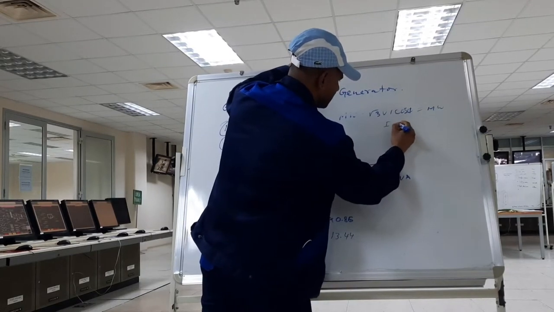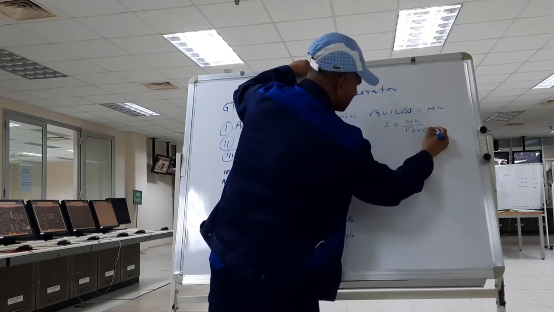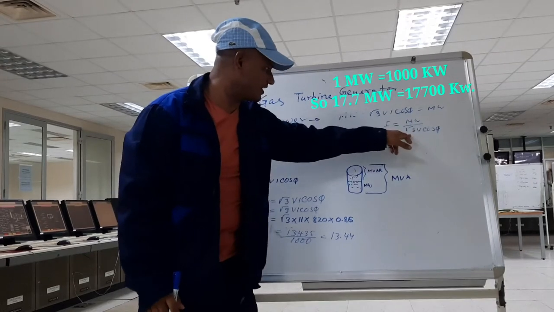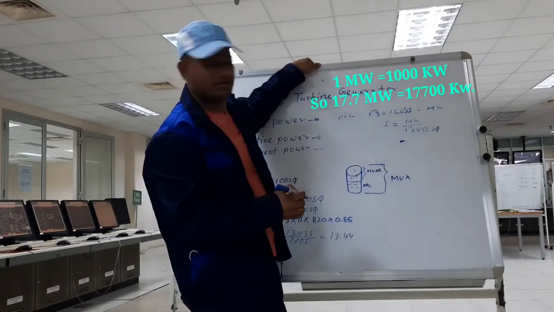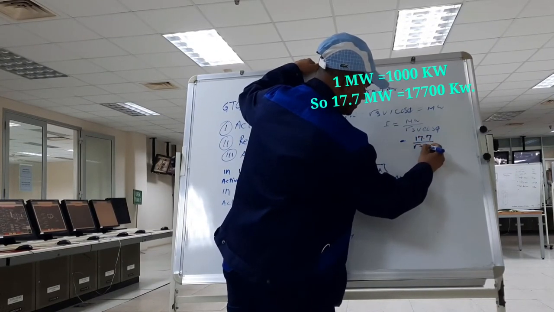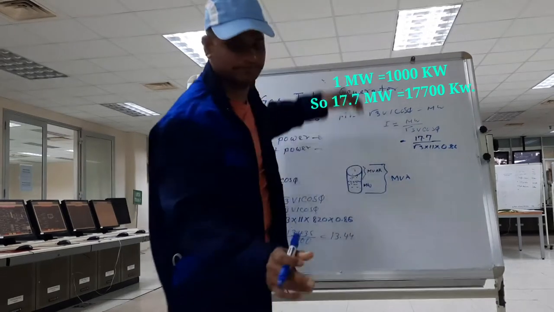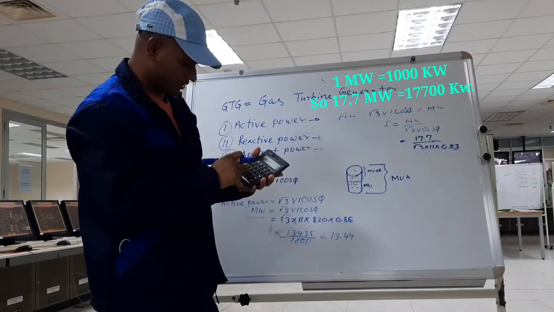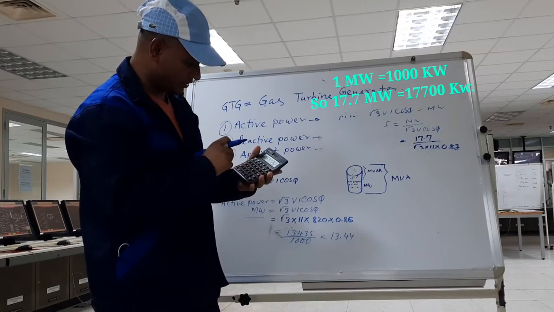So if I want the current, the megawatt goes on the top side, and root 3 V cos psi below. Sorry, if you want to find out the current, that time it is megawatt divided by root 3 V cos psi. So how much is the megawatt? 17.7. Voltage is 11, and power factor, cos psi, means 0.86. So root 3 multiply 11 multiply 0.87 comes to 16.6.